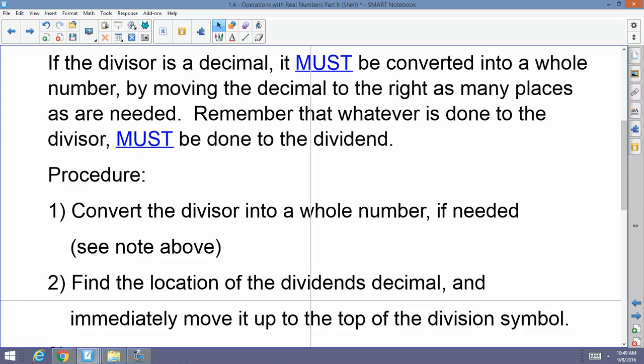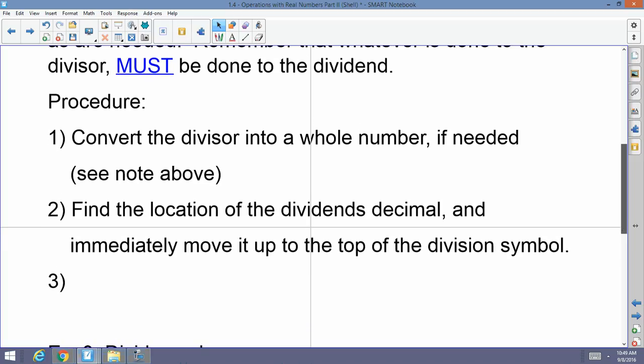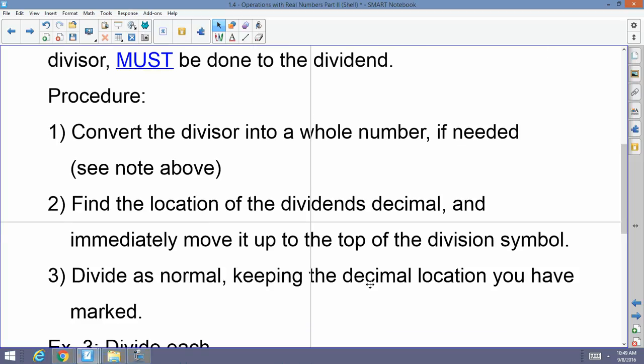Find its location and immediately move it up to the top of the division symbol. Immediately. Guys, I work all the time with my students, and that's the number 1 thing they forget to do. They get the right answer, but they forgot the decimal. That's very important. It's very crucial, my brothers. Okay? And then 3, divide as normal, keeping the decimal location you have marked. You have a question, my man? Okay. No worries. Thank you, my man.